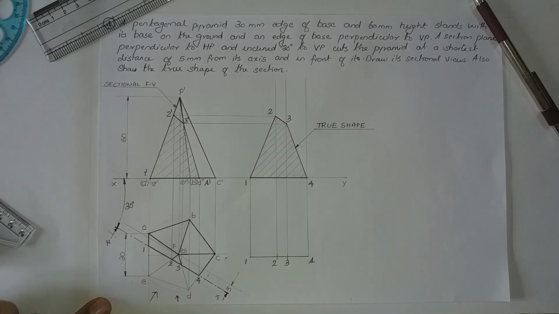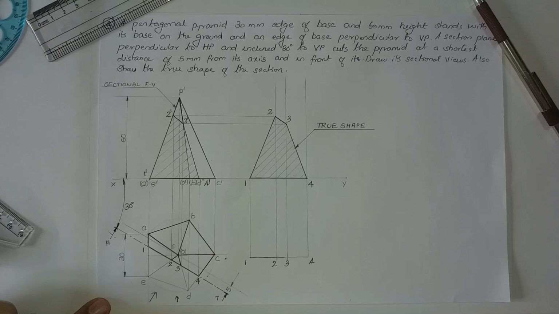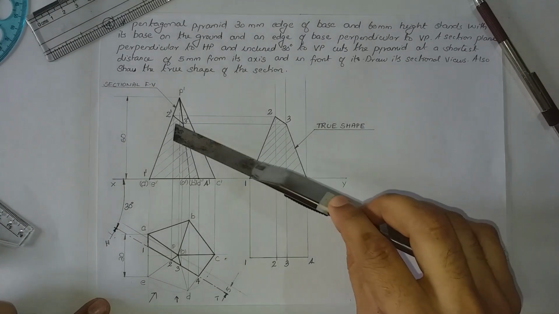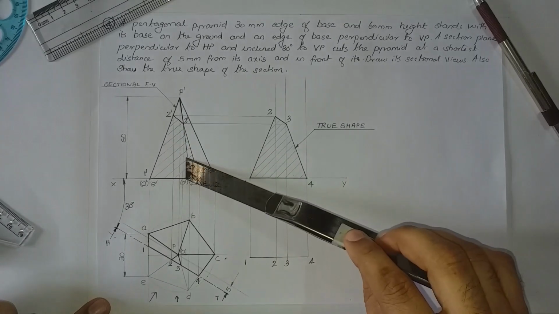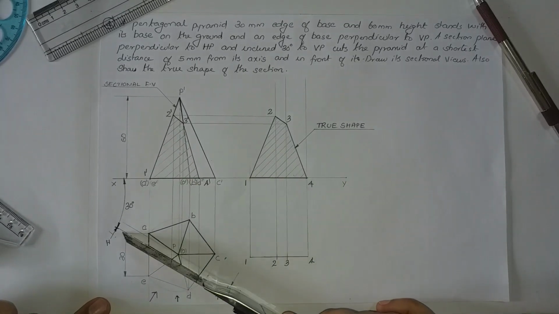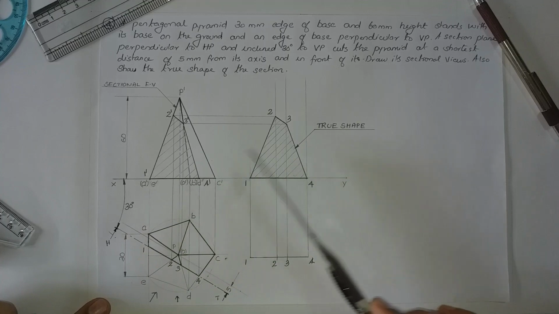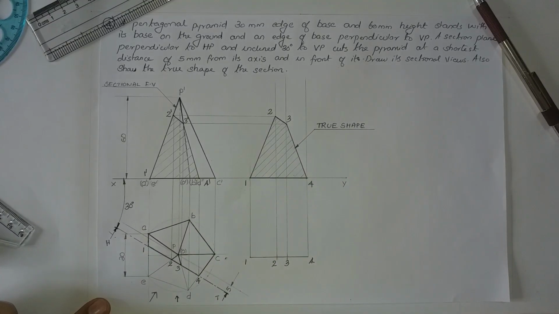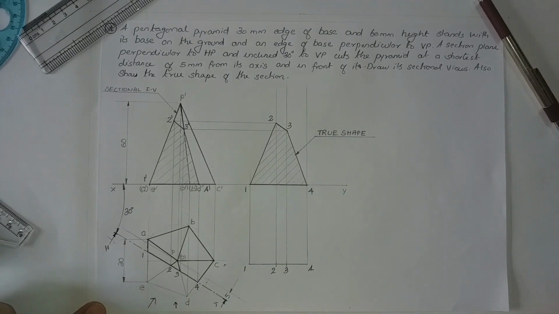In all the previous problems that we have done in case of sectioning a solid, we had the section plane parallel to VP. So that is why we obtained a true shape in the front view. But in this case, as it is inclined, we need to construct the true shape separately using the procedure mentioned. So I shall repeat the procedure once again.